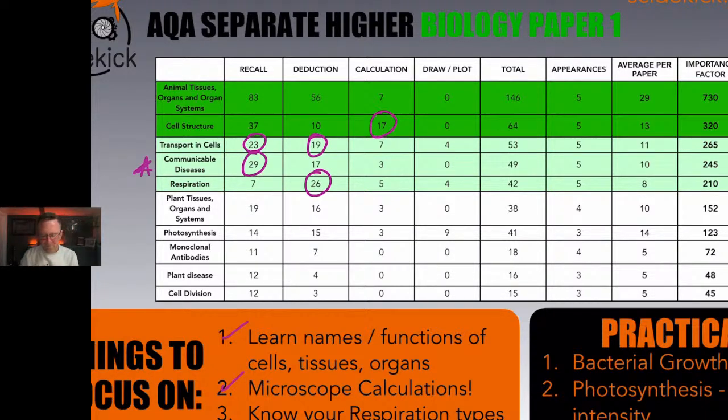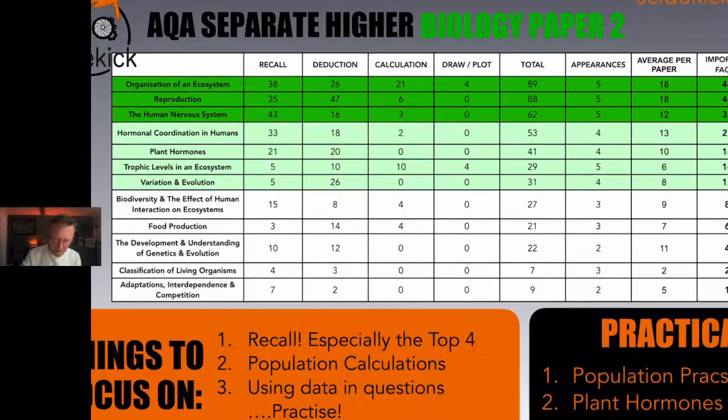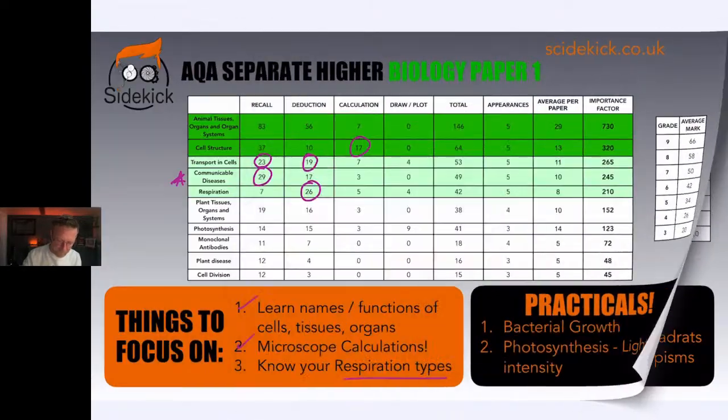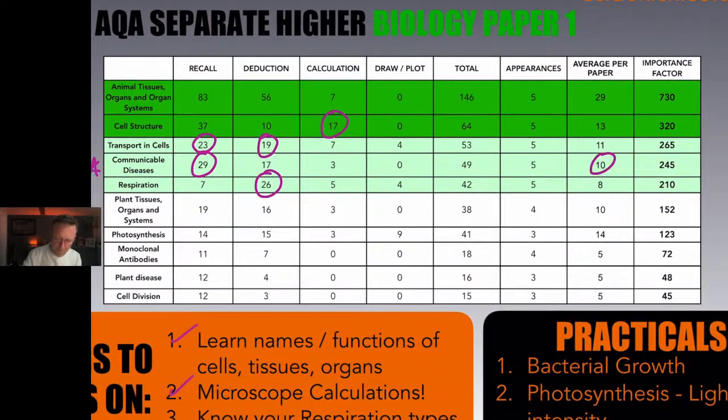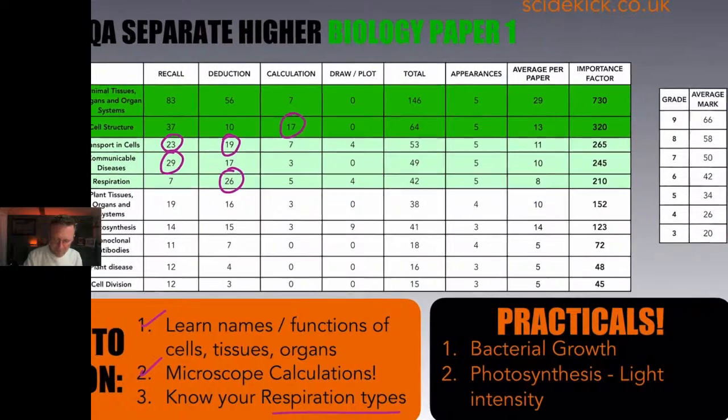Okay, it comes up every single year, an average of 10 marks per paper. Oops, excuse me, I've clicked over to paper 2. An average of 10 marks per paper for communicable diseases. So that could be HIV, it could be malaria, all sorts of stuff like that. So make sure you revise those really, really well, okay? So those are the top 3 things I want you to focus on.